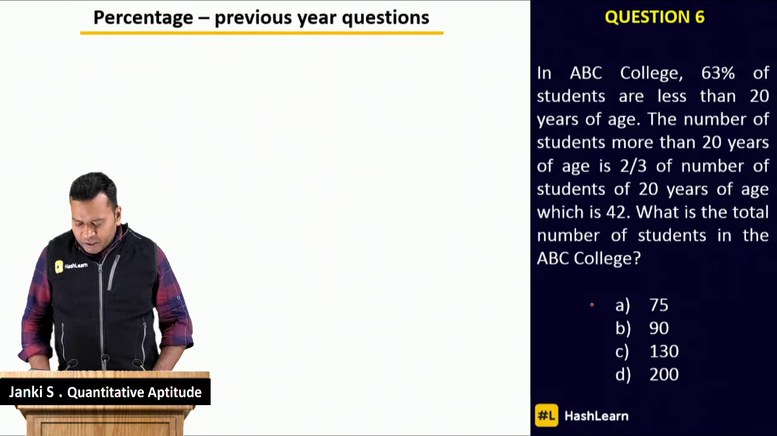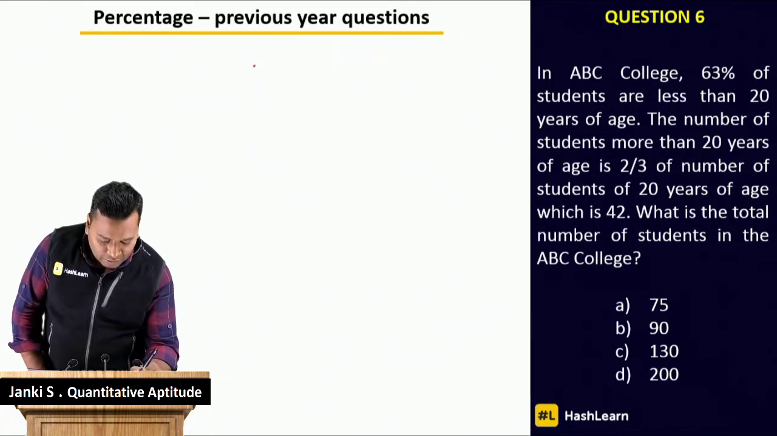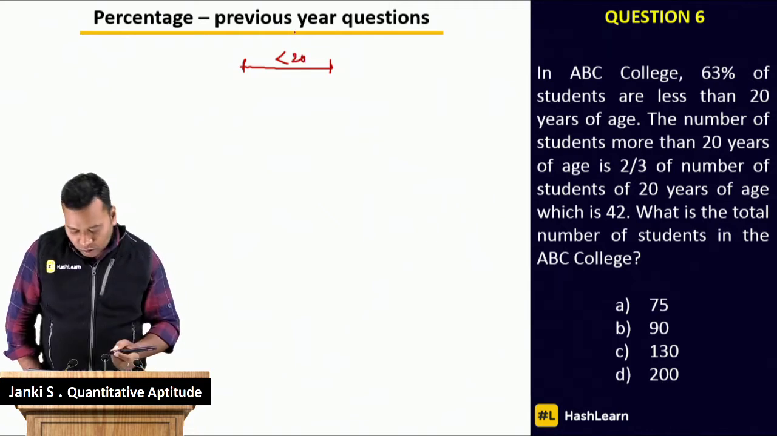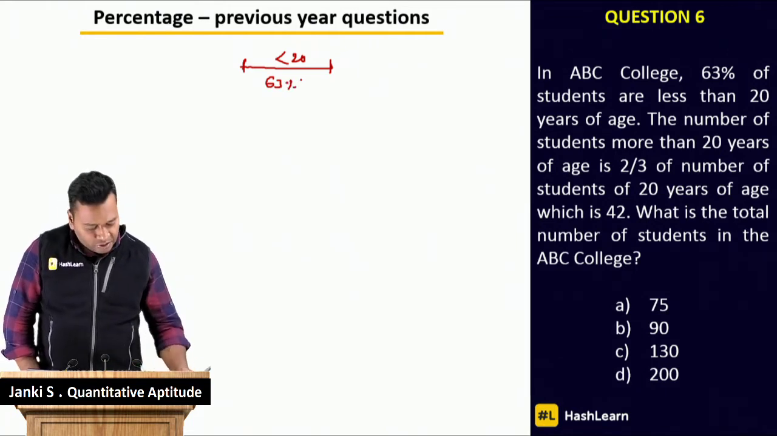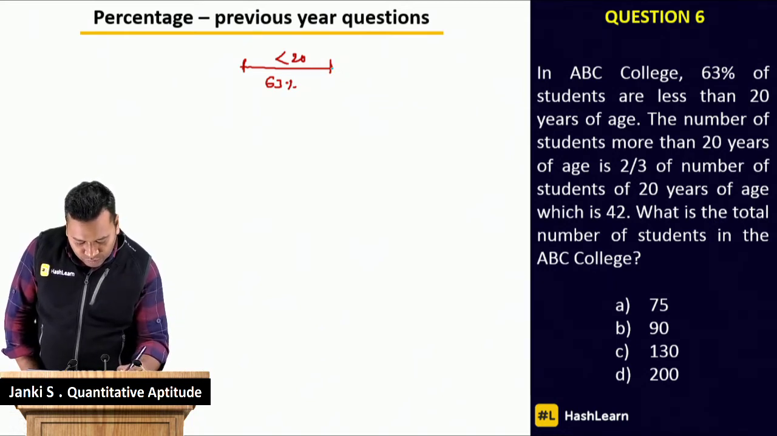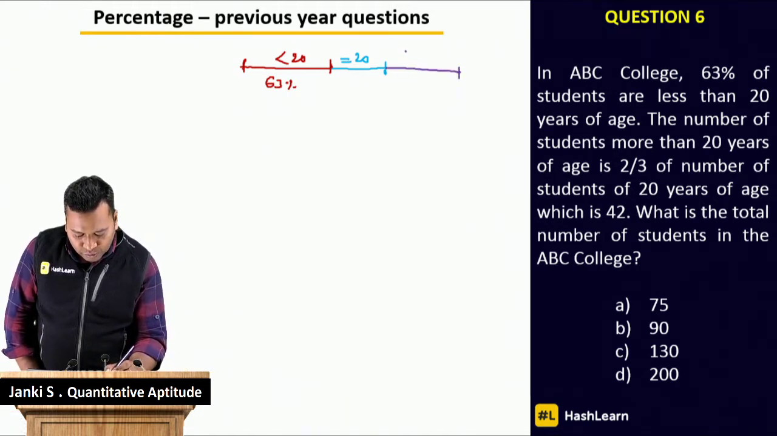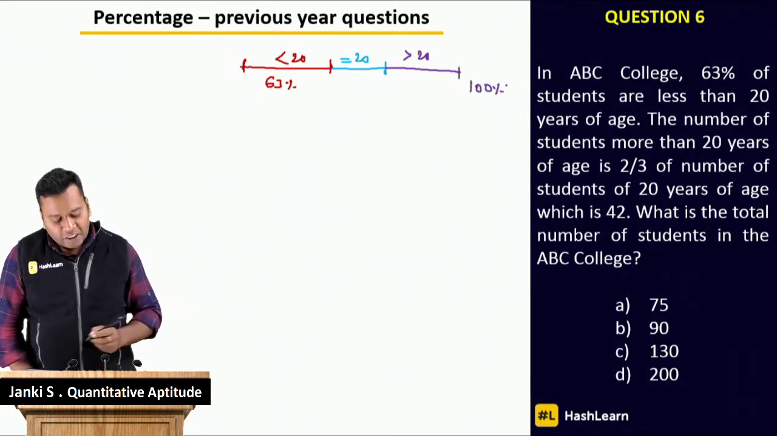In ABC college, 63% of students are lesser than 20 years of age. So now let's see what conditions are given. There are basically three conditions given. There are some people who are lesser than 20 years of age, which is 63% of the students. Then I'll mark the next line so that you can work on. There will be some people whose age is equal to 20 years, and the third parameter is that there are some people whose age is greater than 20 years. So these three parameters overall should be 100%, right?